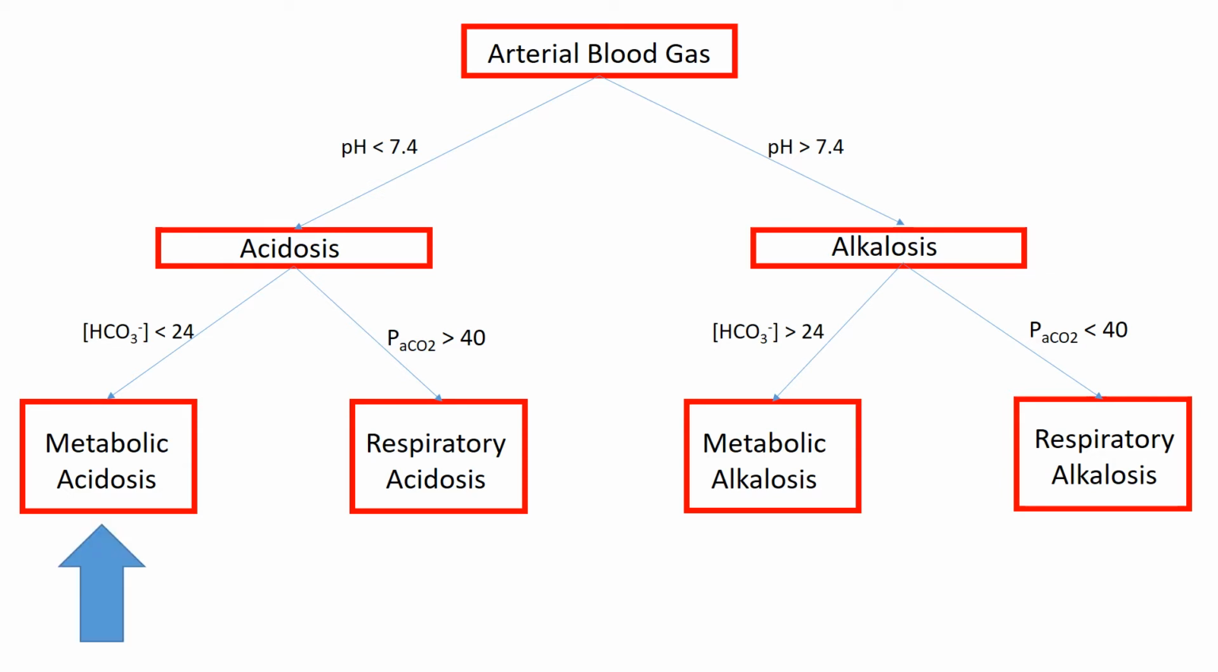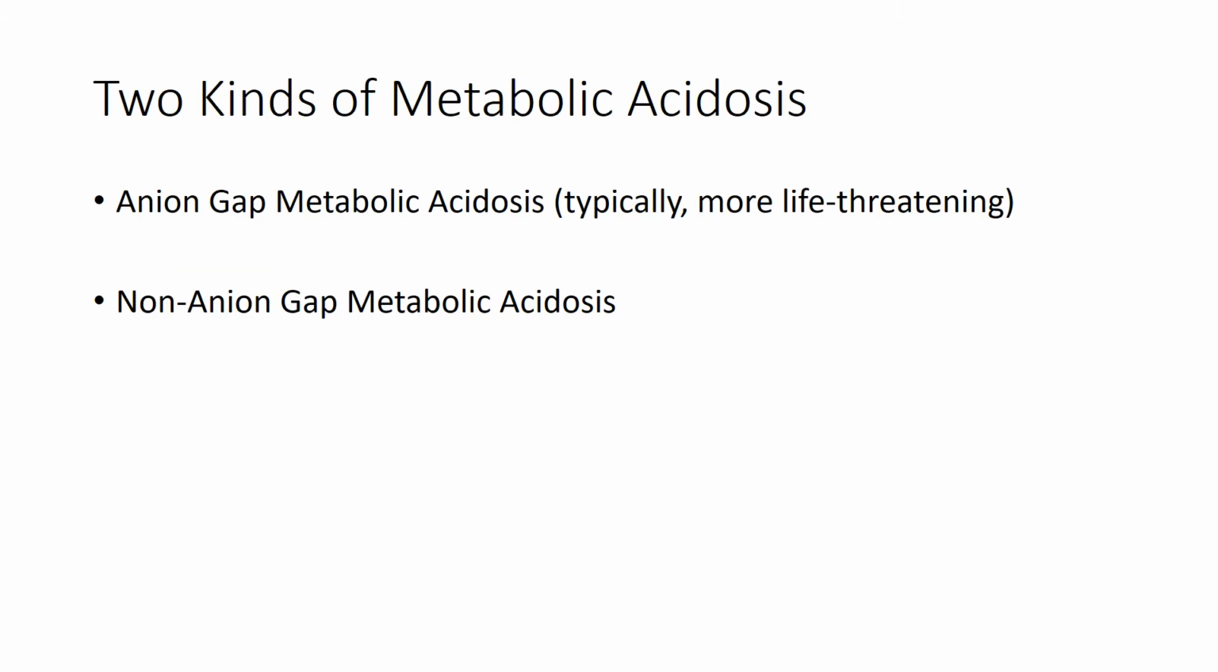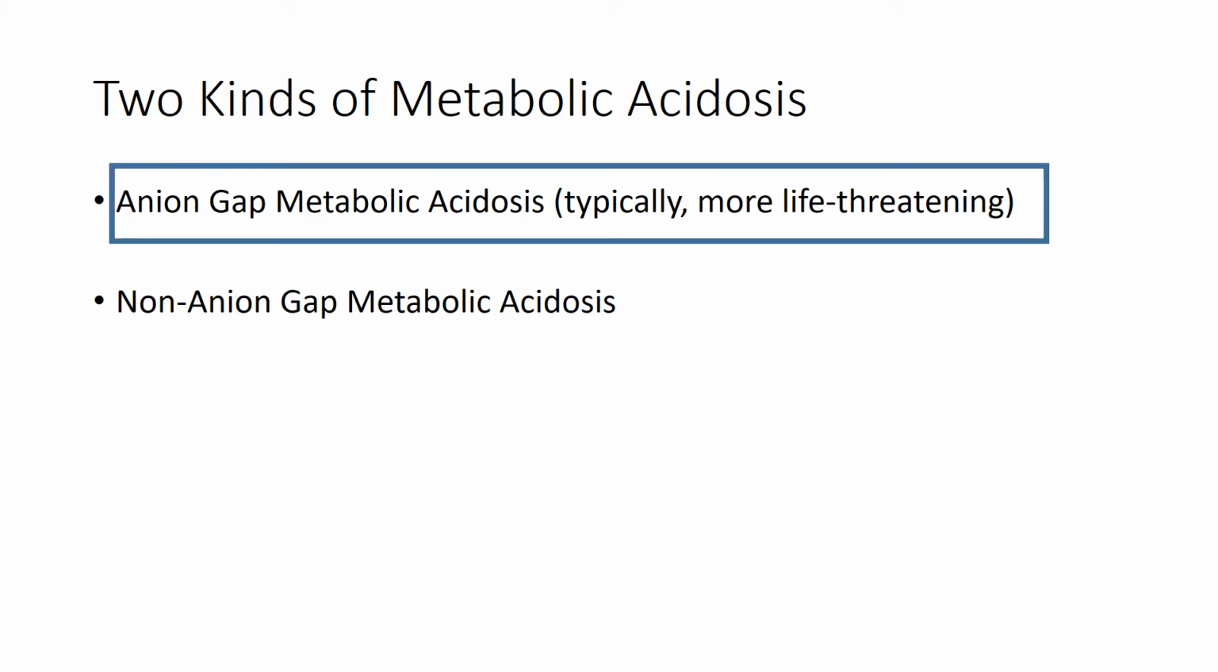Today we'll be discussing metabolic acidosis. There are two major kinds of metabolic acidosis. The first is anion gap metabolic acidosis, and the second is non-anion gap metabolic acidosis, sometimes conveniently called NAGMAs. Anion gap metabolic acidosis is typically more dangerous and more life-threatening as opposed to the NAGMAs, which are more benign. We will talk about anion gap metabolic acidosis in this video.